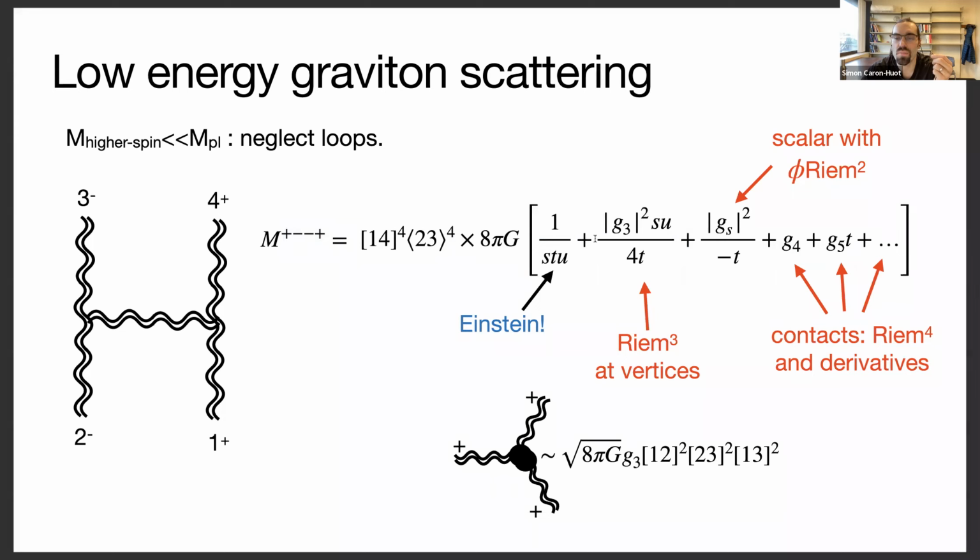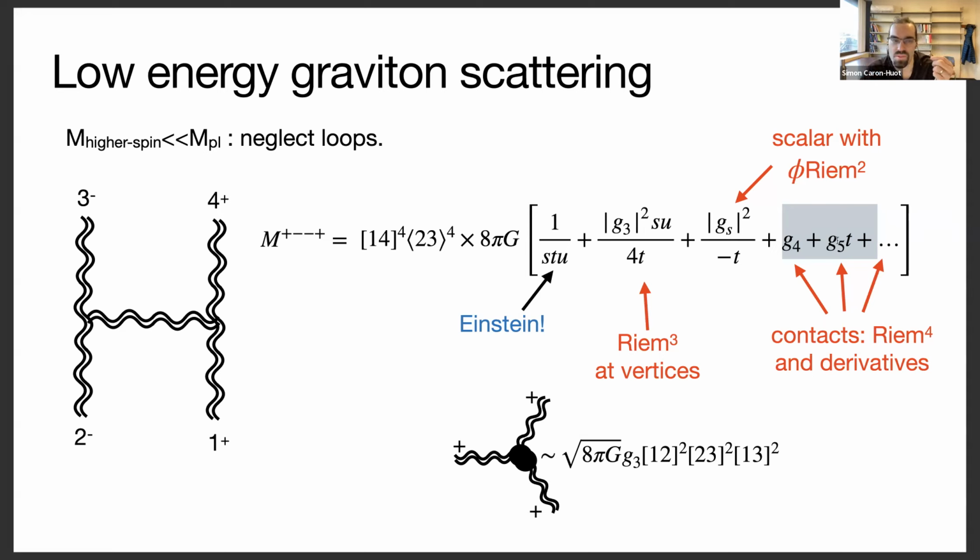Then we add a bunch of other terms. For example, if you have a higher derivative correction at this vertex, you have a term like this. You can also have exchange of a massless scalar. And you can also have a bunch of contact interactions. In this parameterization, the contact interactions are just polynomials with some symmetry, so they're very easy to list.